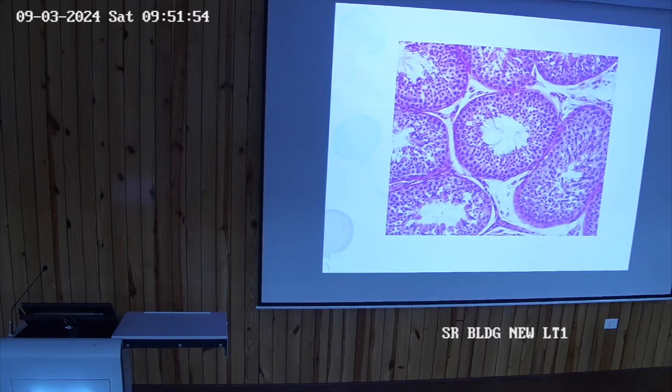And here in the connective tissue part, these eosinophilic staining cells are Leydig cells. The function of Leydig cells is androgen secretion. Excuse me, testosterone secretion. Androgen binding protein is secreted by Sertoli cells. Inhibin is secreted by Sertoli cells. Transferrin is secreted by Sertoli cells. Anti-Mullerian hormone is secreted by Sertoli cells.